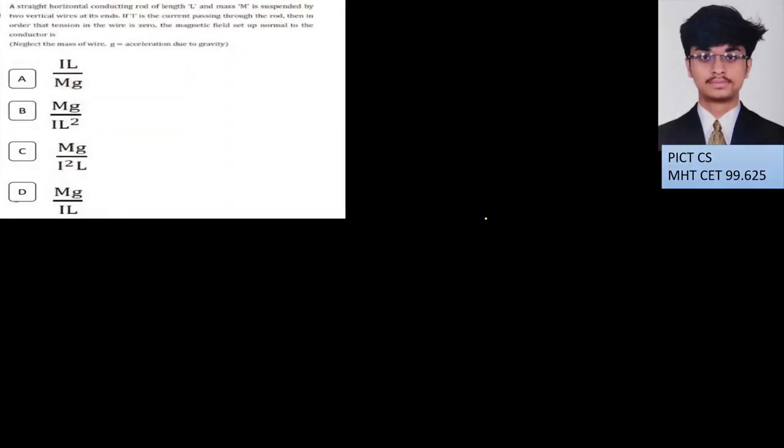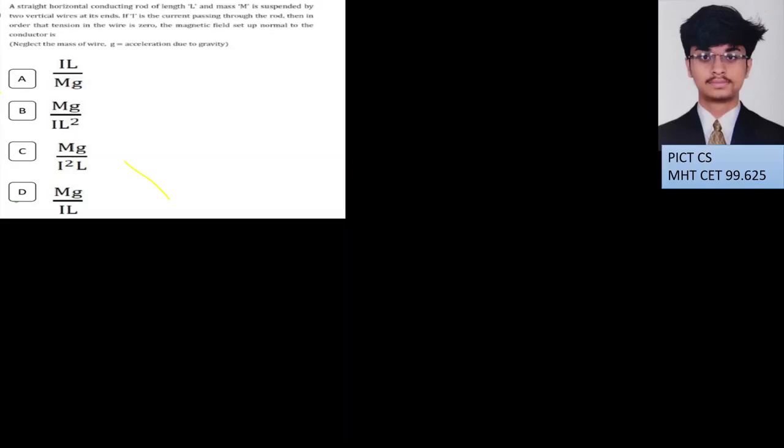What it states, it's a bit blurred, I guess, so for you all, let me zoom. Okay, let it be, I'll read it for you. A straight horizontal conducting rod of length L and mass M is suspended by two vertical wires at its ends.